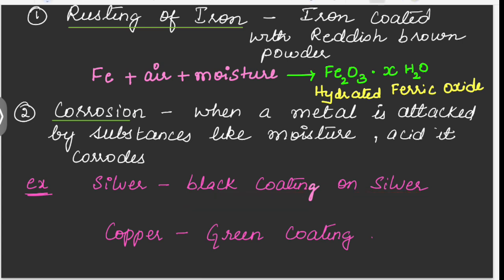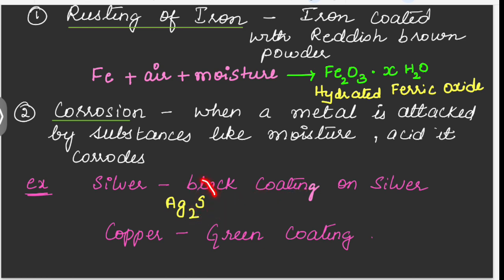So why is this black color coating formed? Here silver is Ag. Silver is converted into Ag2S, which is called silver sulfide. So silver is converted into silver sulfide, which gives this black coating. In the atmosphere, sulfur is present in the form of sulfur dioxide and sulfur trioxide.